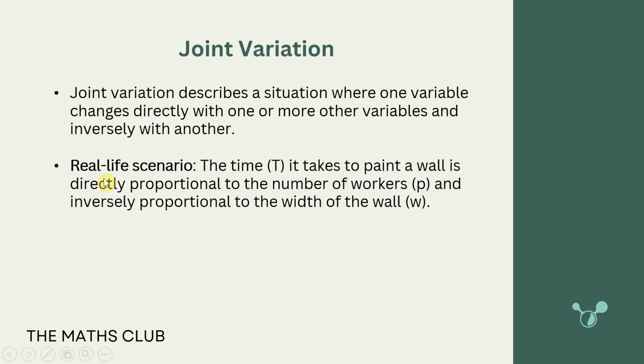In a real life scenario, the time T it takes to paint a wall is directly proportional to the number of workers P and inversely proportional to the width of the wall. So if you have this as a real life scenario, we could say T is directly proportional to P and T is inversely proportional to W. So you can see this is where you have joint variation. And if you introduce the constant K, you have T is equal to Kp all over W. So that's basically it. And K is a constant.